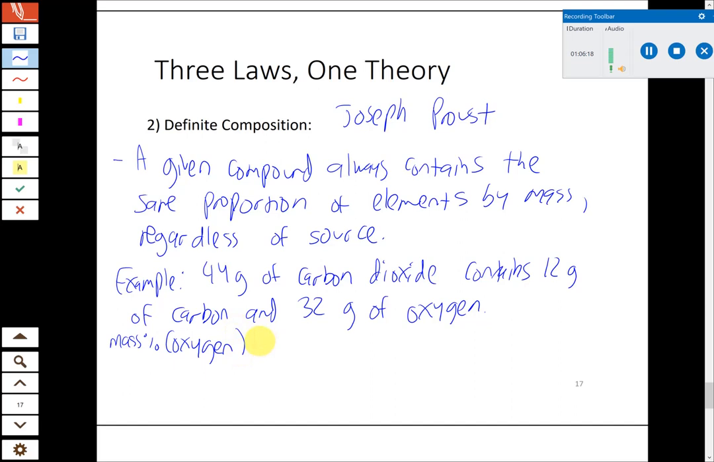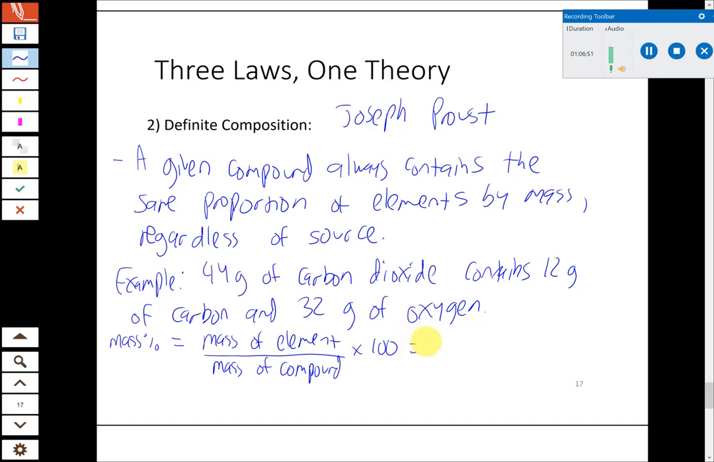So in carbon dioxide, the mass percent, let's just start with the general definition first. The mass percent in general is going to be the mass of the element divided by the mass of the compound multiplied by 100. So for every compound, for each element in that compound, you can define a mass percent, which is the mass of the element in that compound divided by the total mass of the compound multiplied by 100 to make it into a percentage.